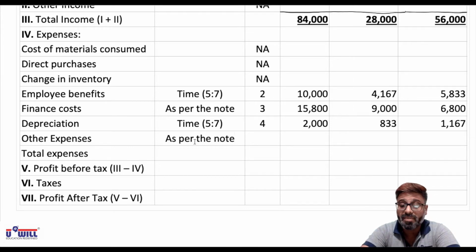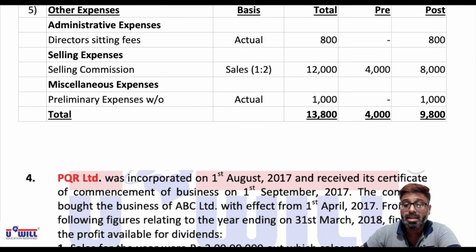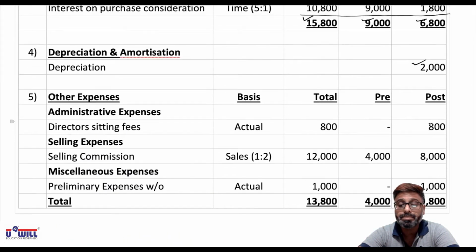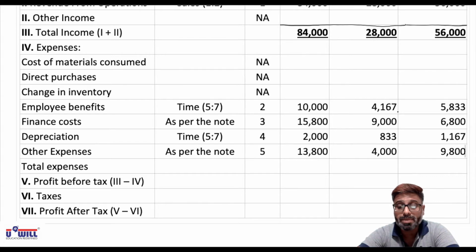Then other expenses, again as per the note, because more than one basis is applicable. Note number 5. Directly the total amount you can all see in note number 5: 13,800, 4,000 and 9,800.